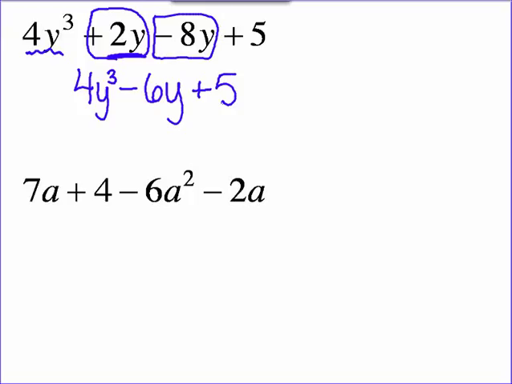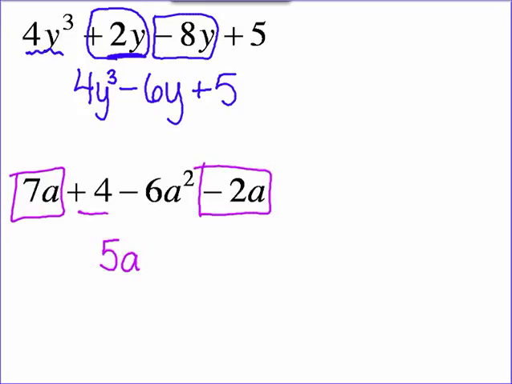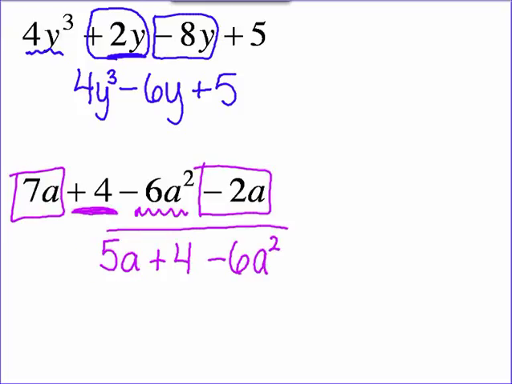Let's look at the next one. I have a 7a. Is there another like term with 7a? Yes. Which one? 2a. So I got 7a, negative 2a. 7a and negative 2a is 5a. What about 4? Do I have another like term with 4? Nope, so I put plus 4. What about the negative 6a squared? Nope, so I just leave it as it is. Okay, questions on the like terms?